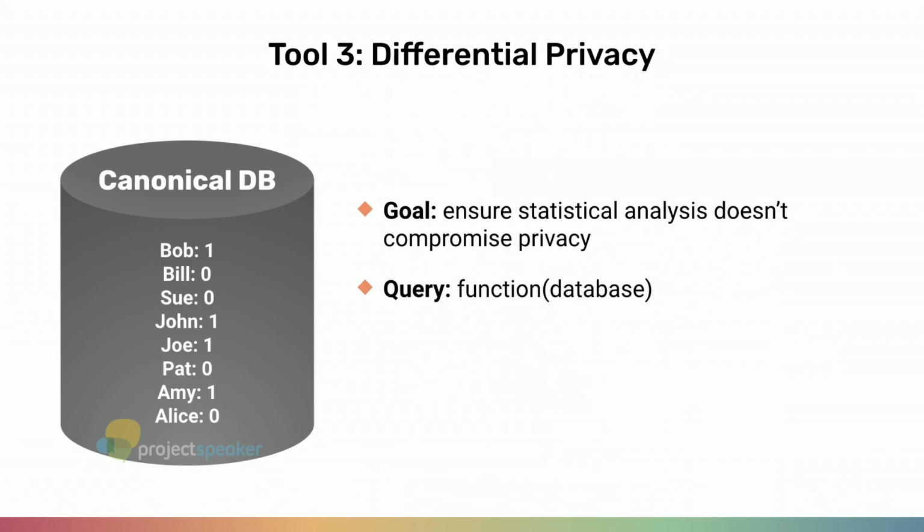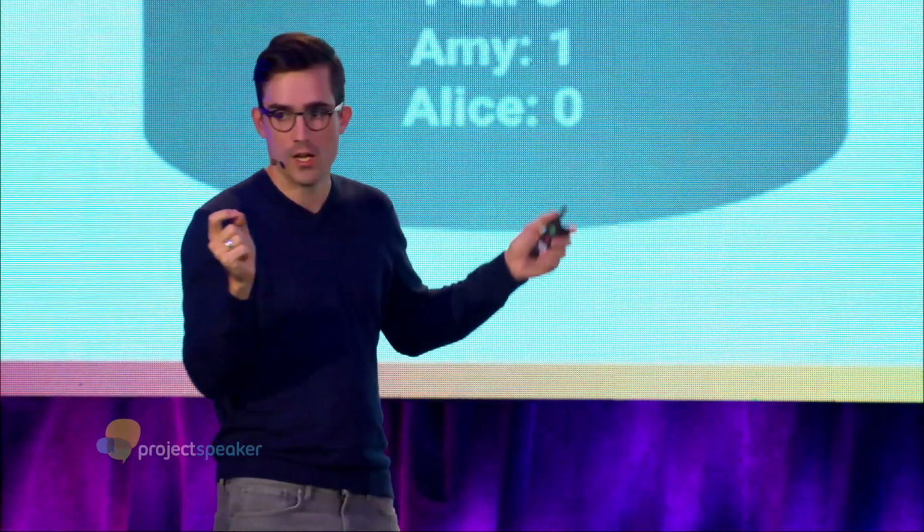And we're going to query this database, look at the output of this query, and ask a very important question. What is the maximum amount that the output of my query, the output of my function, could change if I removed John from the database? If that is 0, then I know that the output of this function is not conditioned on John's information. Right? He's not contributing to this query.